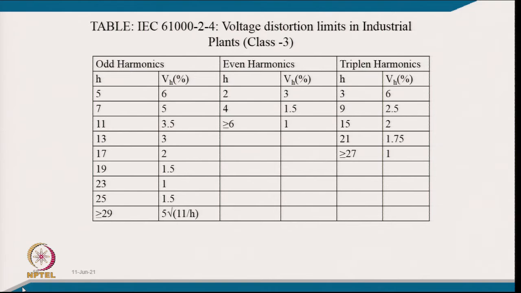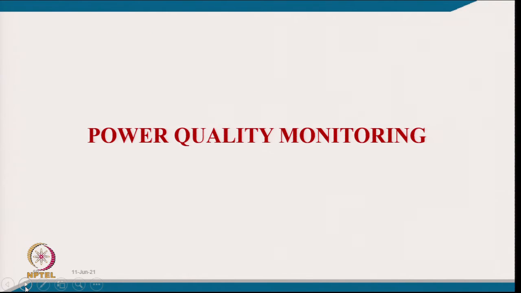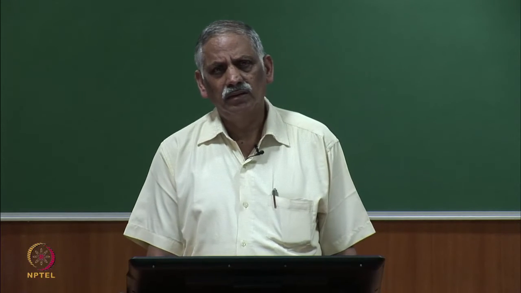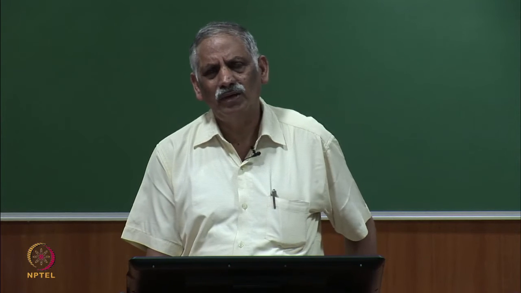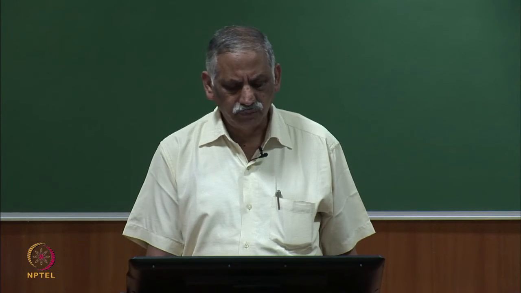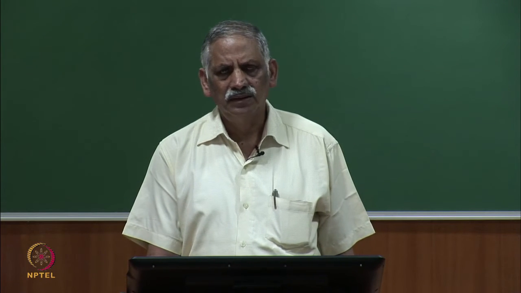There is another table, the voltage distortion limit for industrial plants, which is normally at a little higher voltage, and here also you can see odd harmonics from the 5th, 7th, all odd harmonics, and then even harmonics, and then triple harmonics, with the percentage harmonic distortion permitted, typically for this Class 3 equipment, we call it, in commercial applications. Well, this is about the standard limits which we normally follow. There are a couple of standards, and many other standards for specific cases. These are very general purpose equipment.